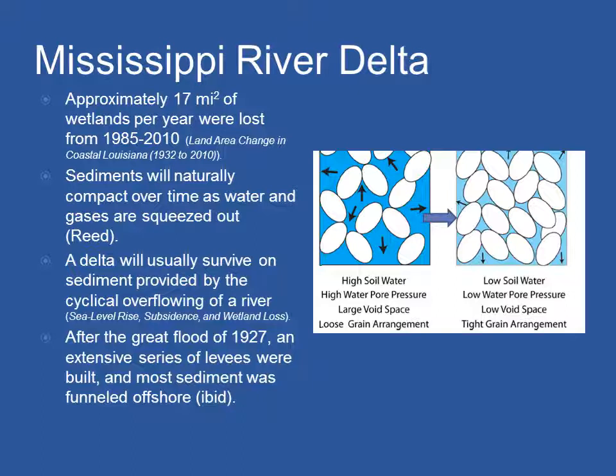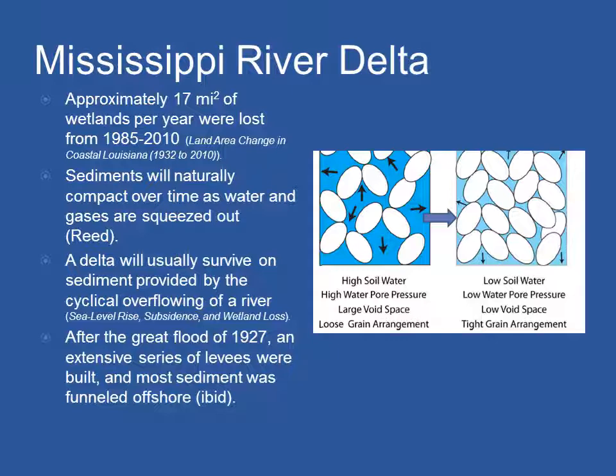The problem is that, as we saw earlier, Greenland and Antarctica are collectively contributing 1.3 millimeters of mass to the ocean per year, but these rates are increasing. So there's a chance that these rates of wetland loss in the Mississippi River Delta might double in less than 10 years if Greenland and Antarctica continue to increase their rates of melting.